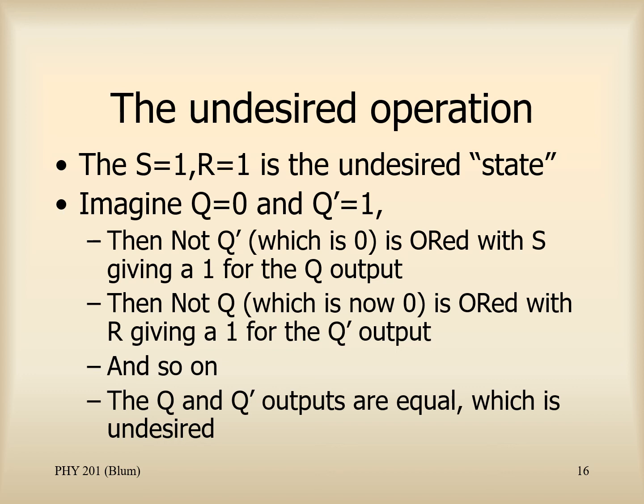That Q of 1 goes to the NOT and becomes a 0, but that 0 is ORed with an R, which is also a 1, giving Q prime output being a 1. So now we have Q and Q prime both 1s and both happy to be 1s. Both outputs are equal, and we always want them to be opposite. So this is an undesired state, so we're just not going to ever have that input.